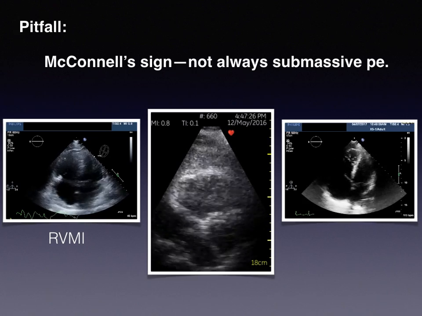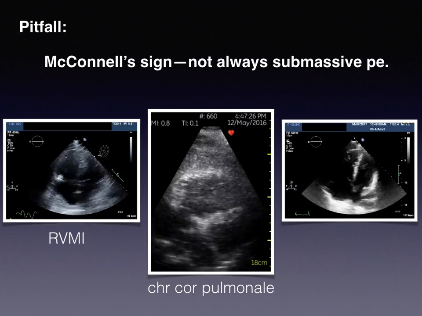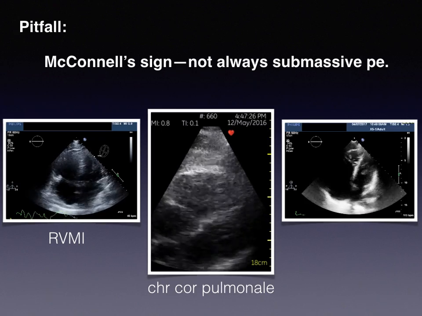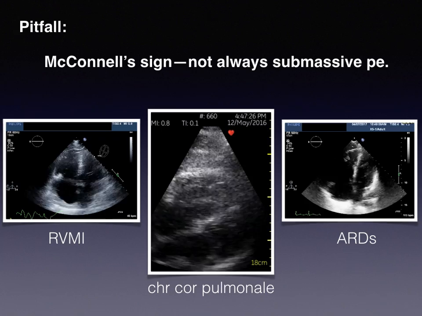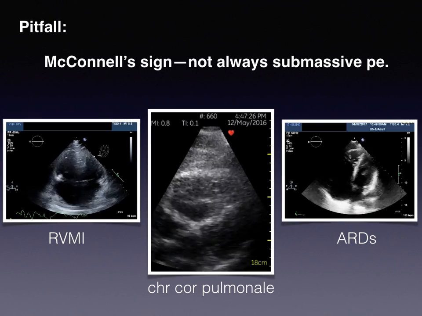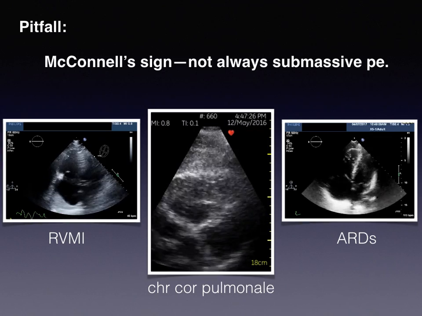For instance, in this case on the left, where there's clearly a McConnell sign, there's a right ventricular myocardial infarction as the cause. On the middle frame, this is a patient who has chronic cor pulmonale and their RV is enlarged, but has developed sepsis and a hyperdynamic left ventricle. And then finally, on the right is a case of acute cor pulmonale due to ARDS. In all three of these cases, these are lookalikes to a scenario of submassive pulmonary embolism, and gives us pause before rushing and giving TPA in this scenario.